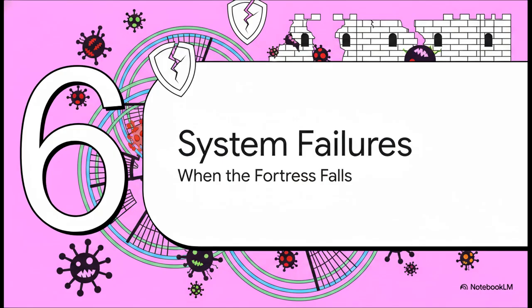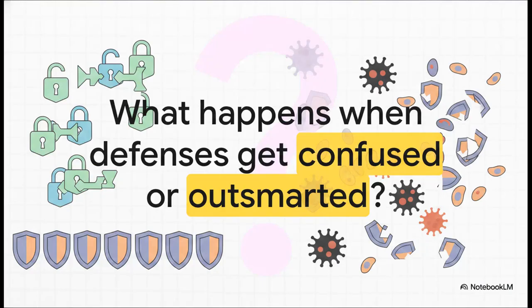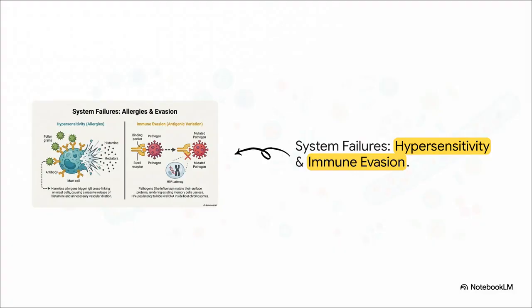When the fortress falls. It begs the question, right? For all this precise lock-and-key recognition and coordinated warfare, what happens when this perfect defense system gets confused? Or worse, what happens when it gets actively outsmarted by an evolving enemy? But we actually see both scenarios play out.